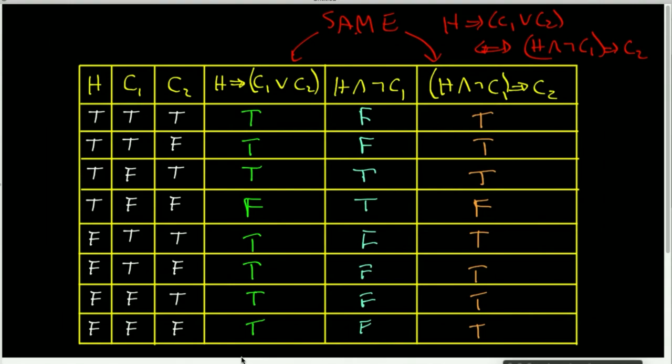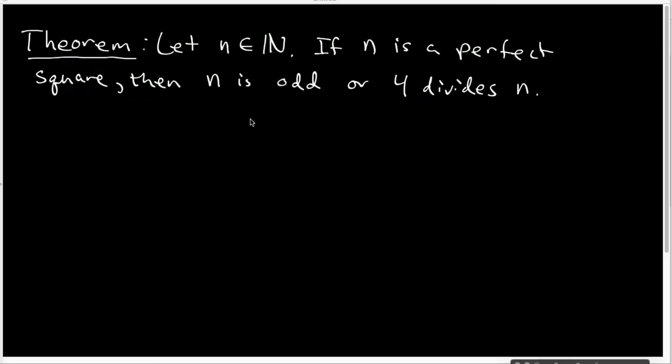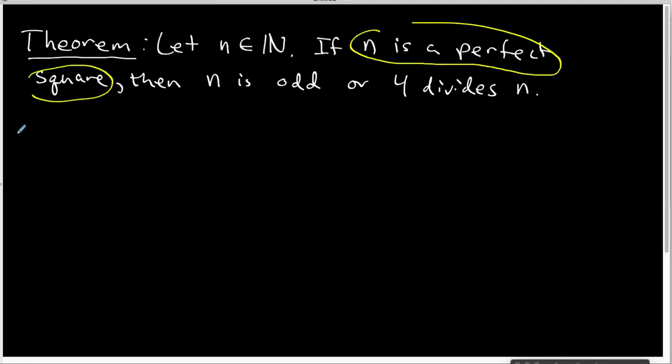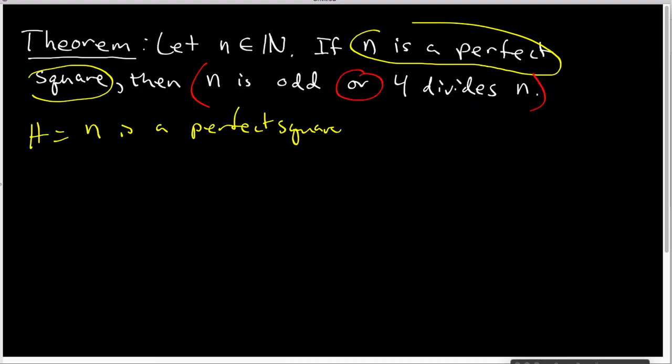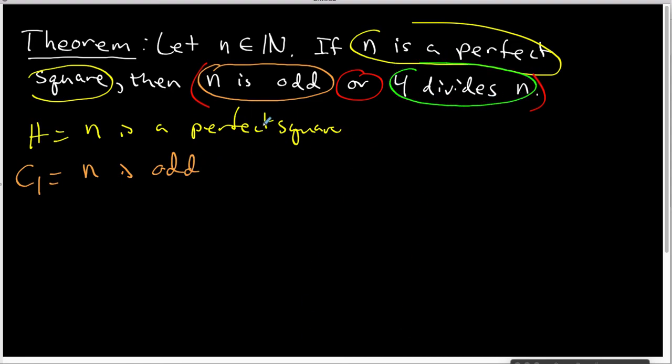How does it work in practice? Well, let's go back and prove the theorem that we started with. So as before, we're going to color code the hypothesis and the conclusion. We see that the hypothesis is N is a perfect square. And the conclusion is this compound conclusion with an OR, and the first part of it is N is odd, so C1 is N is odd, and C2 is 4 divides N.